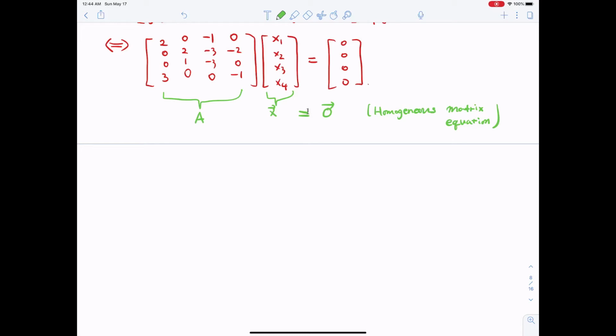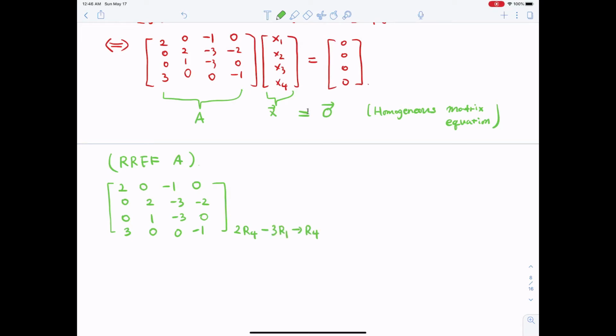We can find a non-trivial solution by row reducing the given matrix A to RREF. You can pause the video and finish the calculation on your own before I give you the solution. The first step I would do is to eliminate the first column. I multiply the fourth row by 2 and then subtract 3 times R1. We can also eliminate in the third row, so we multiply R3 by 2 and subtract R2 to replace R3.